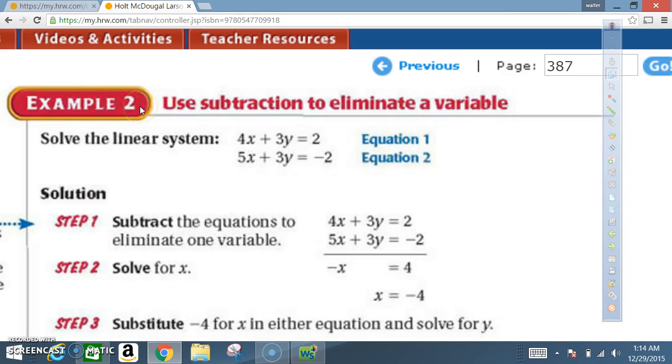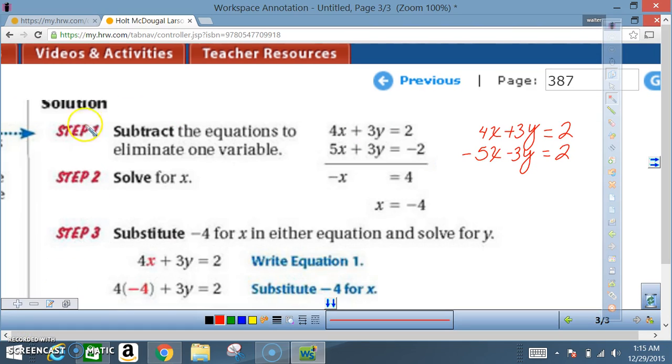Example 2. Use subtraction to eliminate a variable. Solve the linear system 4x plus 3y is equal to 2, and 5x plus 3y is equal to negative 2. Solution. Step 1. Subtract the equations to eliminate one variable. Notice our equations: 4x plus 3y is equal to 2, 5x plus 3y is equal to negative 2. You see I have two 3y's there. If I were to add going down, I would come out with 6y, and nothing would be eliminated. So therefore I must subtract.